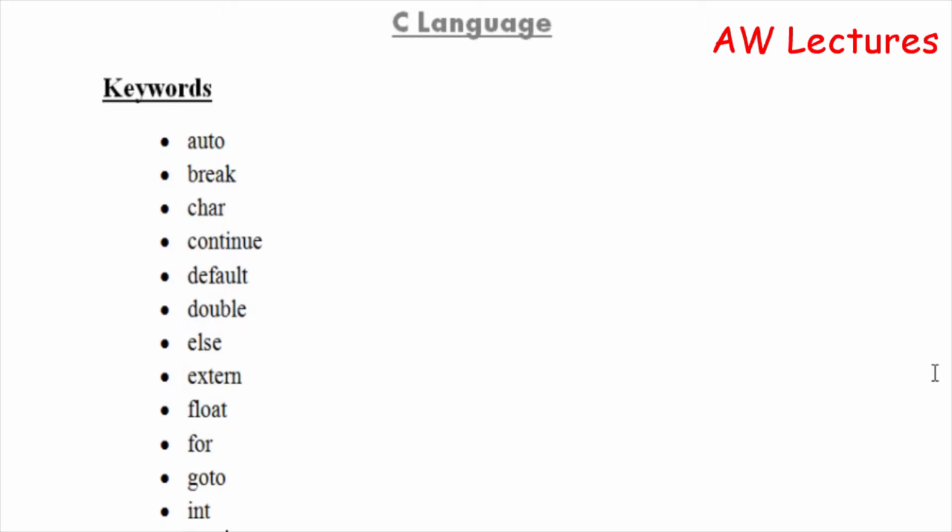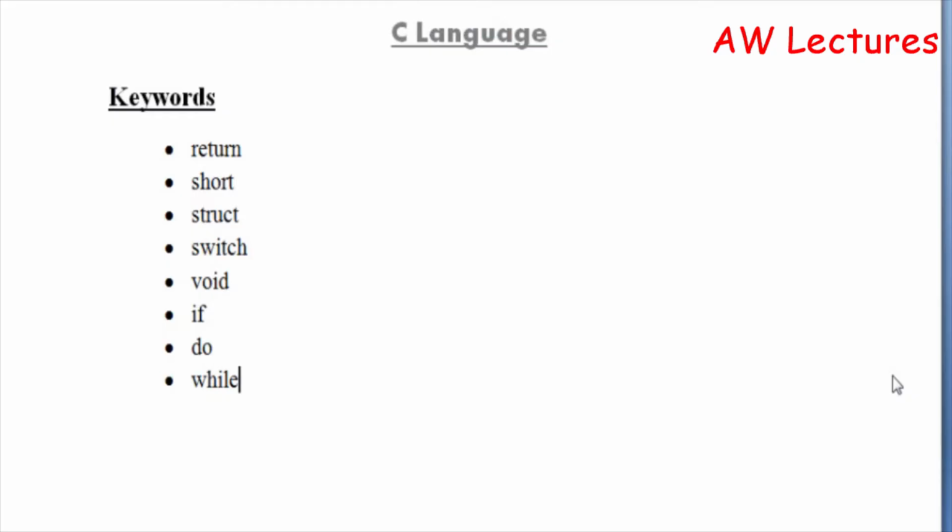Some of the keywords I have listed down are auto, break, char, continue, default, double, else, extern, float, for, goto, int, long. Continuing with keywords, the remaining ones are return, short, struct, switch, void, if, do and while. There are basically 32 keywords in total in C language, but I have mentioned only a few of them here.